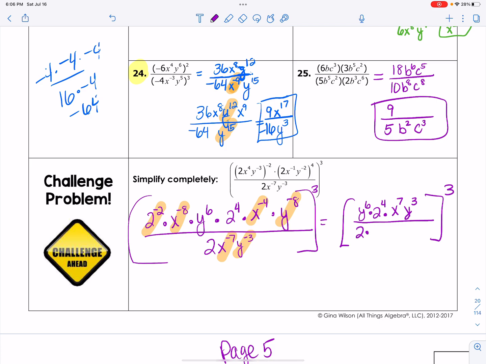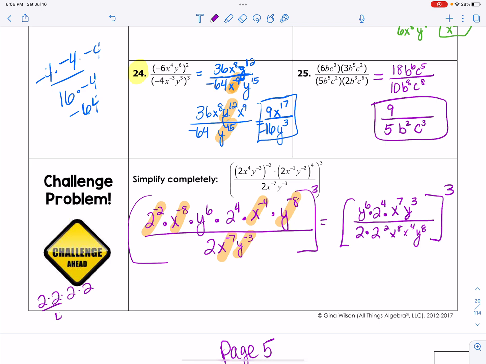Okay, and now I'm going to do the same thing. The 2 stays, and I'm bringing down the 2 to the negative 2. Oh, sorry, it's going to be a positive when I move it. And then I'm bringing down the x to the 8th. I'm bringing down the x to the 4th, and the y to the negative 8th. So now I'm going to go across the top, and 2 to the 4th.